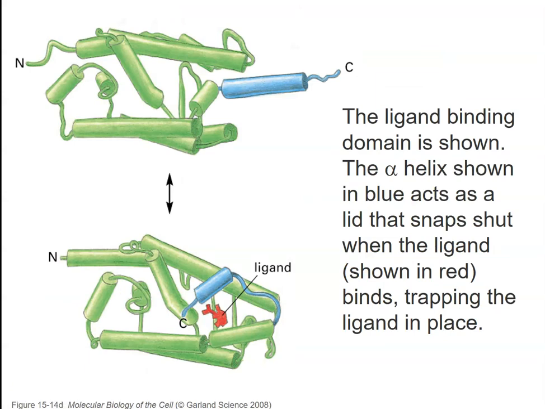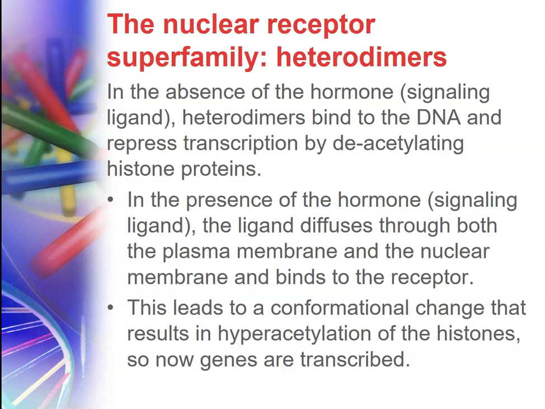So here is another example of the dramatic conformational change that can occur. The ligand is shown here in red, meant to show the steroid molecule. What happens is the alpha helix that's shown here, just as a cylinder, snaps shut when the ligand binds, and it traps the ligand in place. You can see that there's this huge conformational change. Prior to the ligand binding, this can't bind to the domain, but afterwards, the conformation is such that it will be able to do that.